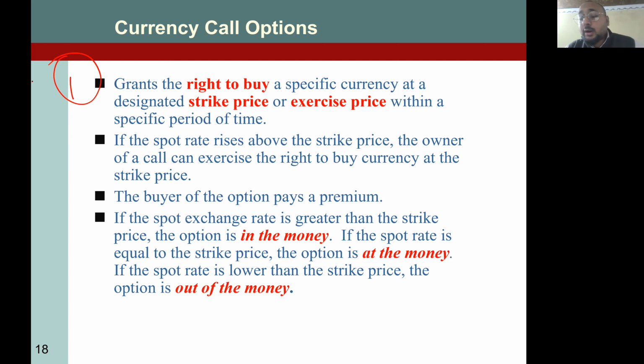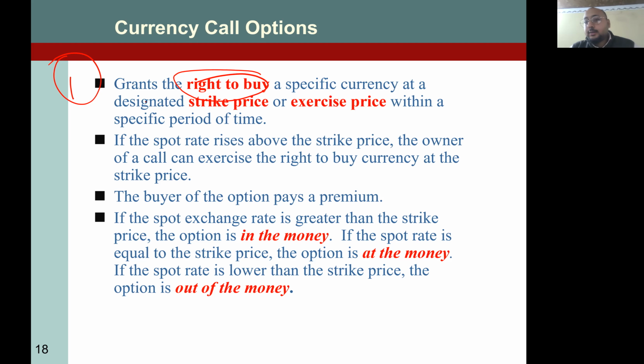What is a call option? A call option grants the right to buy. Call means right to buy. I have a right to buy, and I can exercise it or not. Simple. If I exercise that right, the counterparty is obligated to sell to me. So one side has a right or choice, the other side has an obligation.